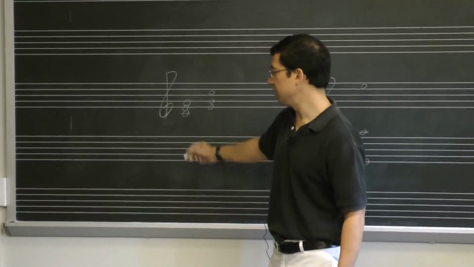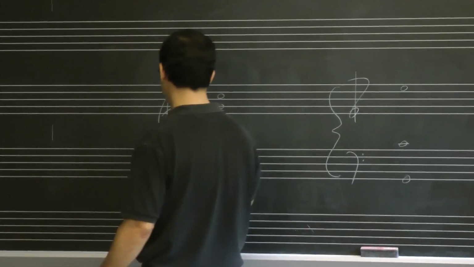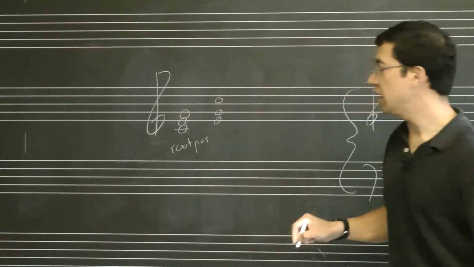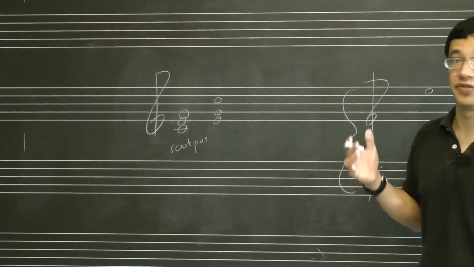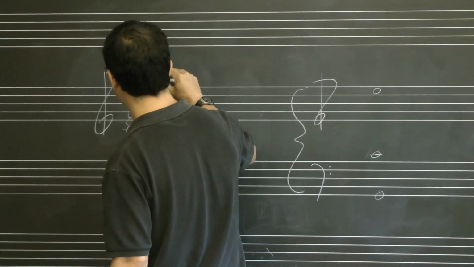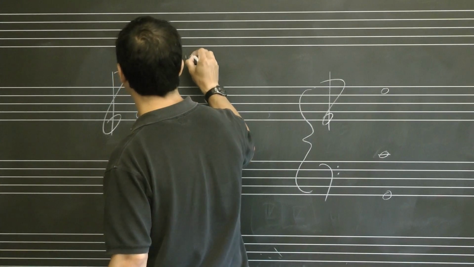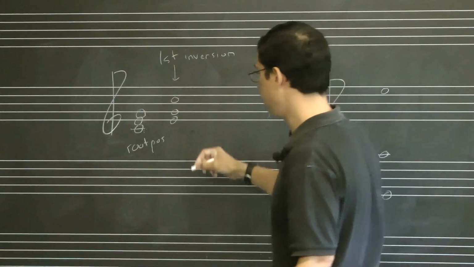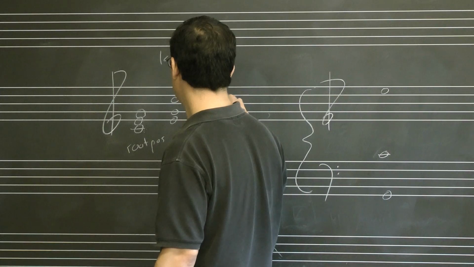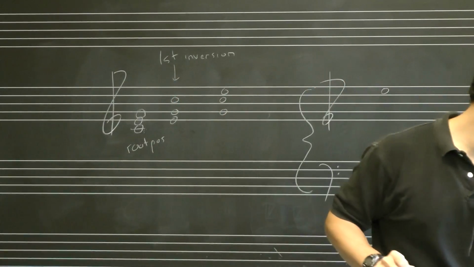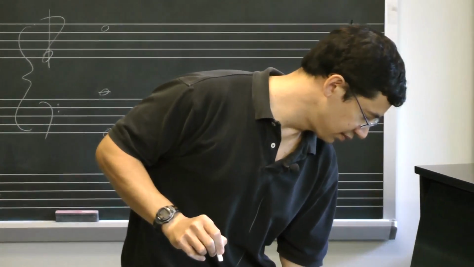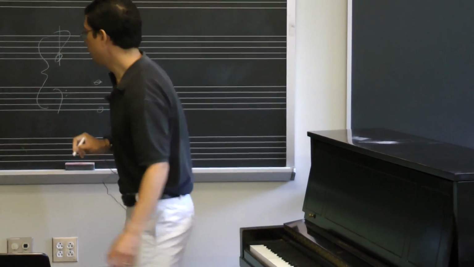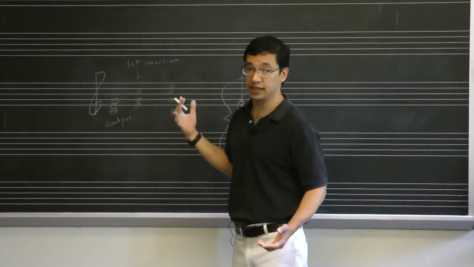So when the note on the bottom is the root, we're going to call it root position. When the note on the bottom is the third, we're going to call it first inversion. And of course, there's one other possibility. I pop the third up as well. So I had been here. In this case, we're going to talk about second inversion.